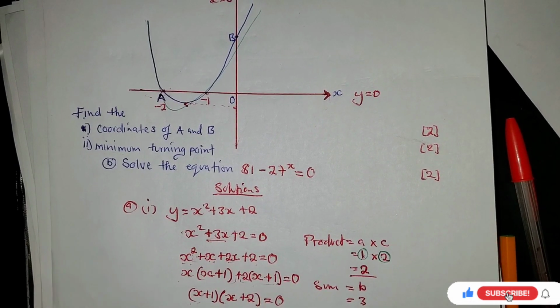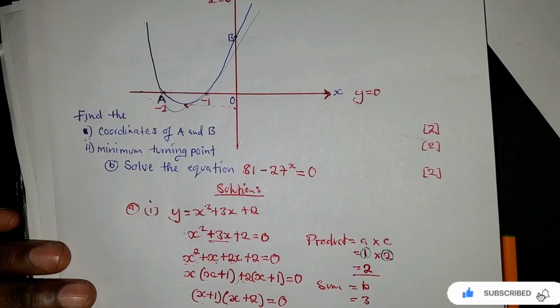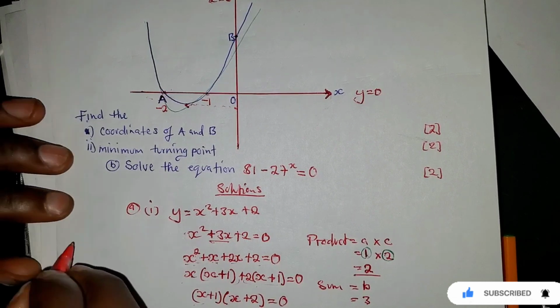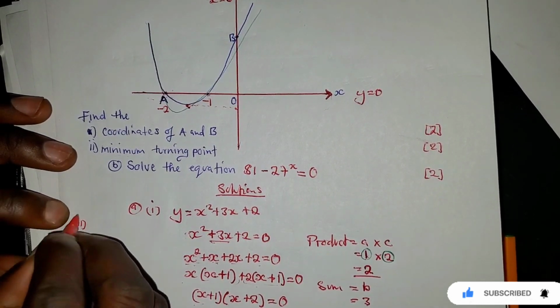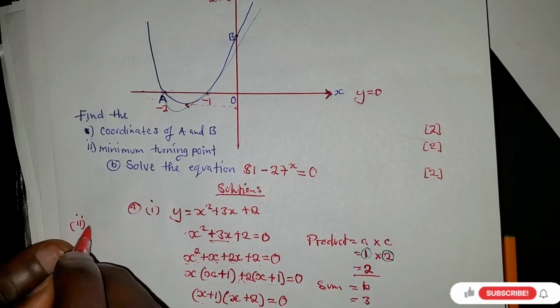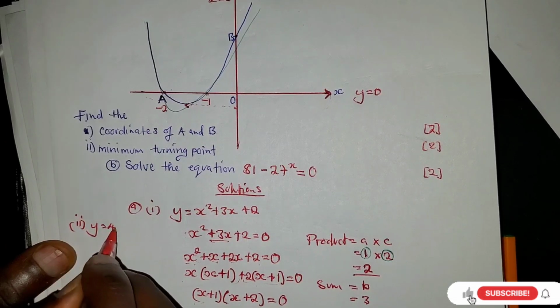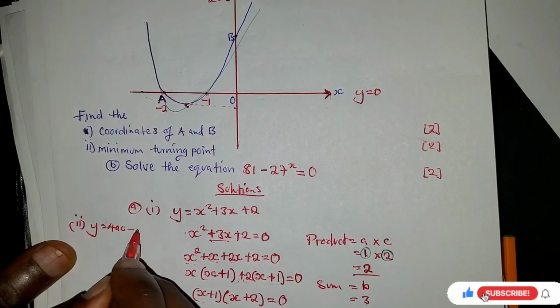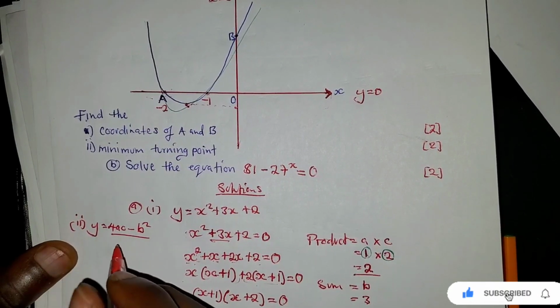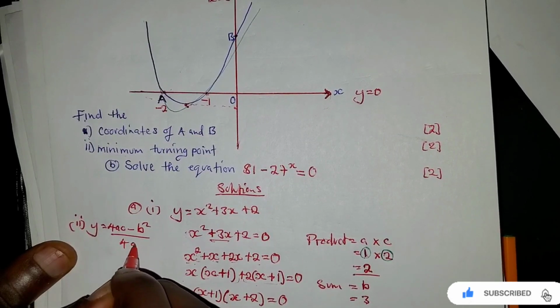Now, what is the formula for minimum value? It is very simple. Let's solve it from this side. The formula is y is equal to 4ac minus b squared over 4a.